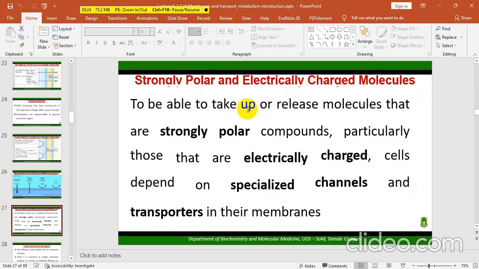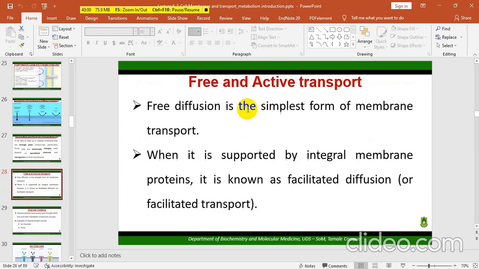To be able to take up or release molecules that are strongly polar compounds, particularly those that are electrically charged, cells depend on specialized channels and transporters in their membranes. Meaning that for us to be able to transport or diffuse polar substances, charged substances, or big molecular weight substances through the cell membrane, the cells use what? Protein transporters. So we'll be seeing them.